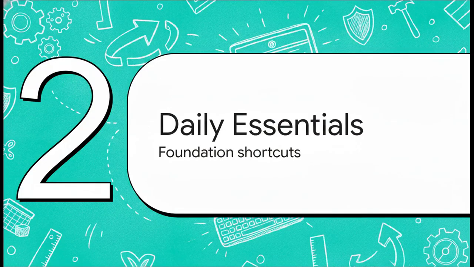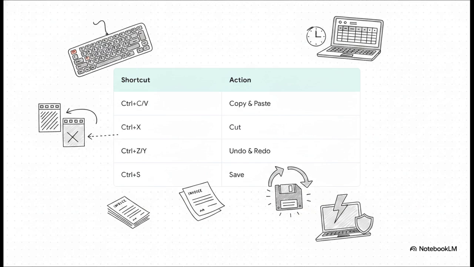Moving right along to part 2, the daily essentials. Let's look at this first tier of shortcuts. These are your foundational safety nets. You've got your absolute lifesavers, Ctrl C and Ctrl V for instantly copying and pasting, and Ctrl X to cut and move data seamlessly. But look at those bottom 2 rows. Ctrl Z and Ctrl Y are basically your rewind and fast-forward buttons.